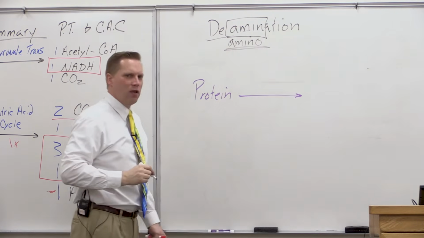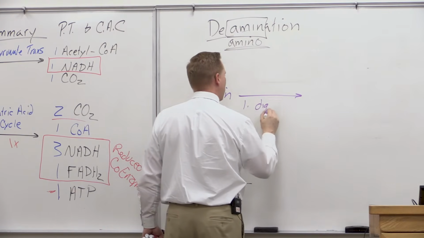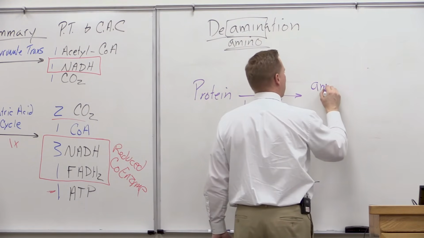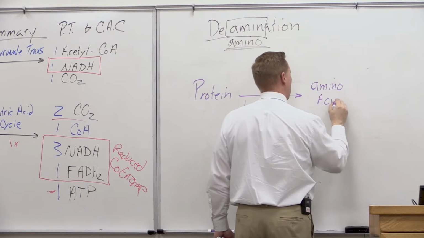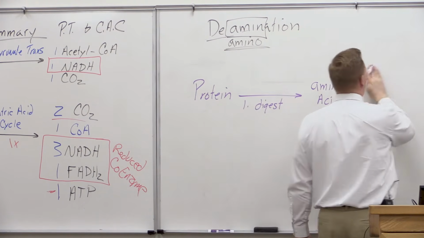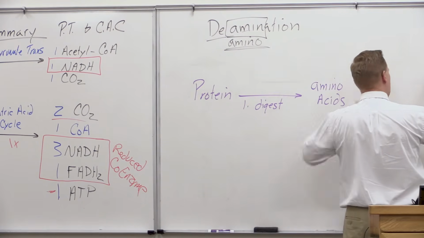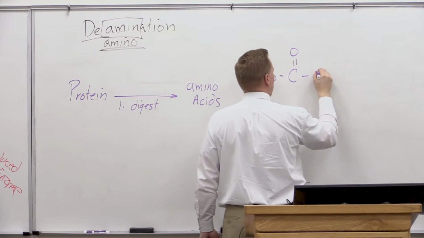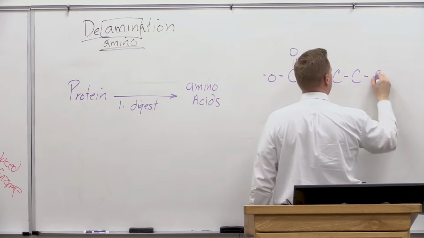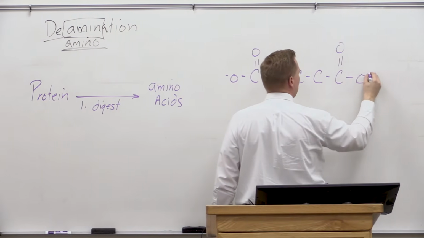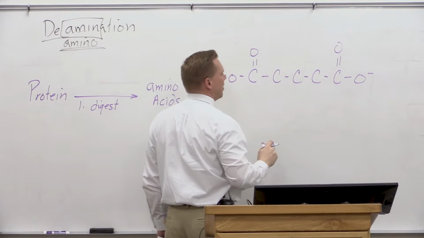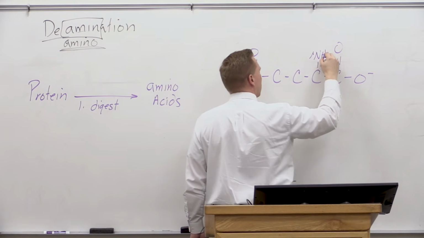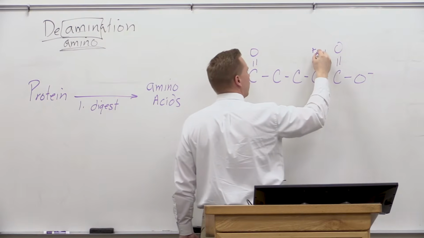And the first thing that we're going to do to that protein is we are going to digest it. So we're going to hydrolyze it into its component amino acids. Let's take as an example one of those amino acids. I'm going to draw glutamate. So glutamate has a structure like this. It has a 5-carbon chain. It has 2 carboxyl groups at the end. And then right here, we have the amino group on it.